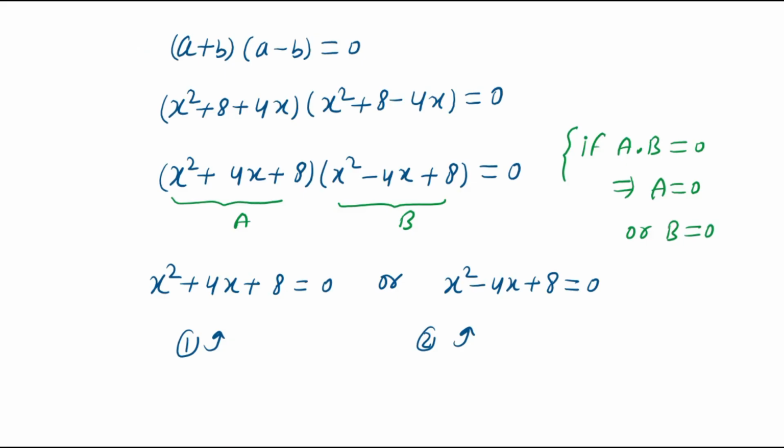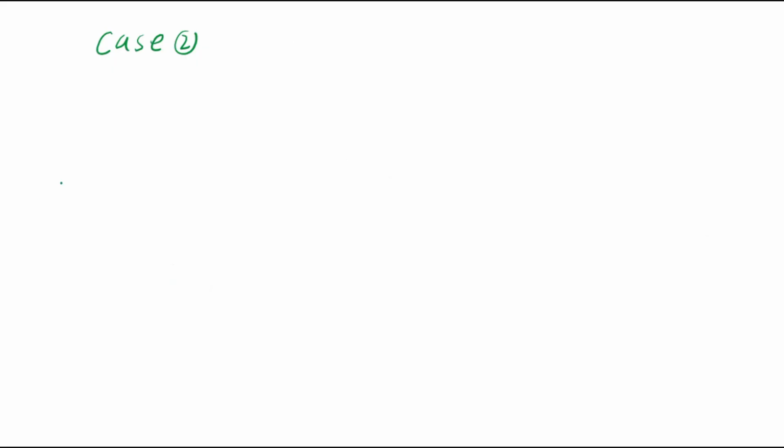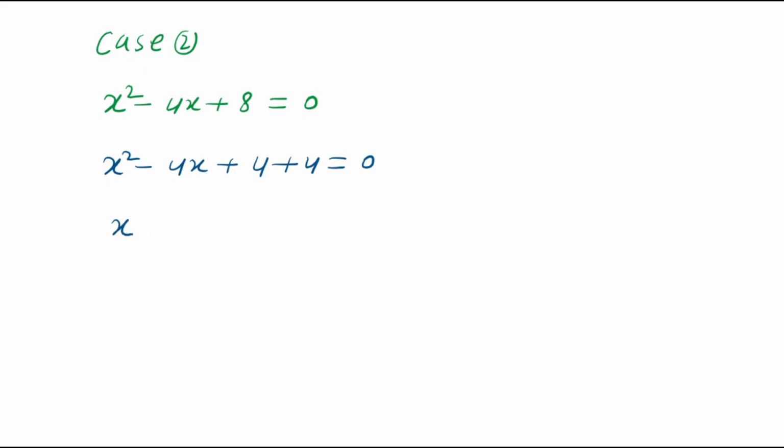Now solve case second. Case second is x² - 4x + 8 = 0. Here x² - 4x + 8, where 8 is 4 + 4, equals 0. Here x² - 4x + 4, and this 4 if we take to the right hand side, then this is equal to -4.